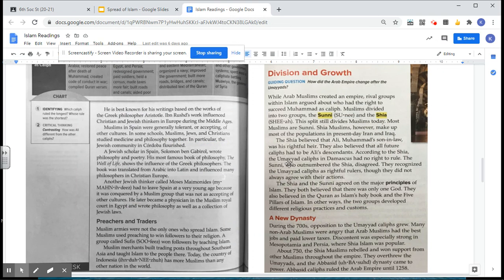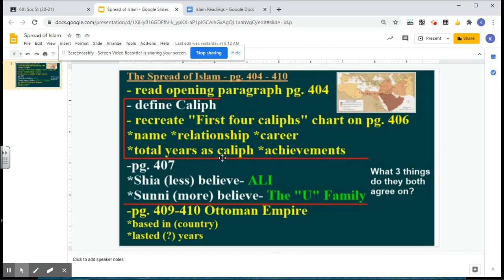Okay, it says it within the readings, but if you notice, it says right here the Shia believed that Ali, Muhammad's son-in-law, was his rightful heir. They also believed that all future caliphs had to be Ali's descendants. So what this means in green is the Shia Muslims believe that in order to be in charge of the religion, you have to be a direct descendant of Ali, who was that fourth of the first caliphs. So it's almost like a family tree situation where unless you can prove that you're a direct descendant of this last guy, Ali, then you can't be in charge.